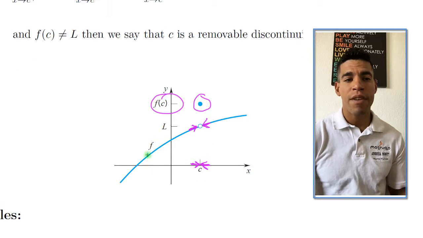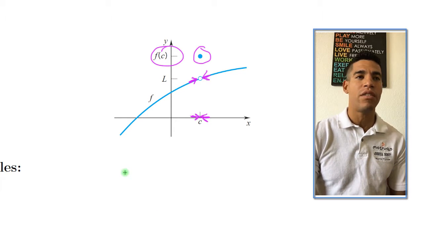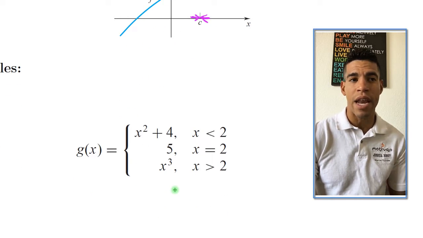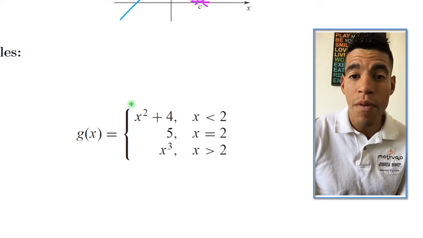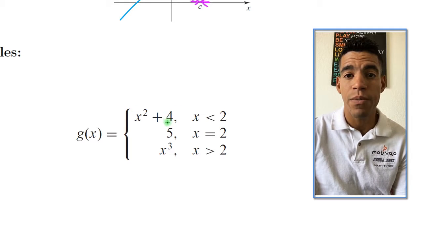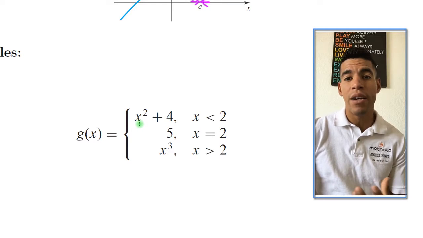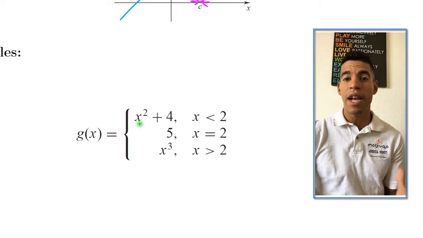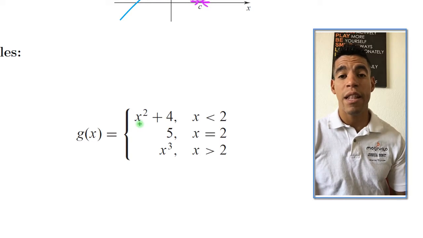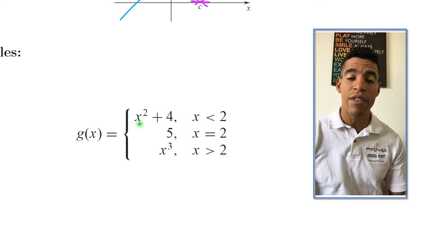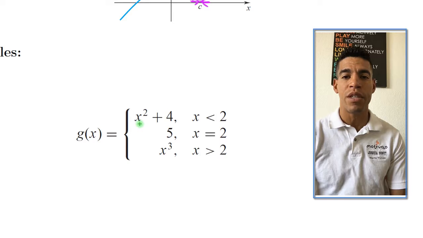Now I'm going to give an example. Usually, this type of example is what? Piecewise functions. You probably have guessed that already. For this function, we're asked if there's a removable discontinuity at 2. So how do I find that? Well, you use the definition. You first find if the limit exists. If it exists, and the value that the limit gives you is not equal to the value at the point, then it's a removable discontinuity.